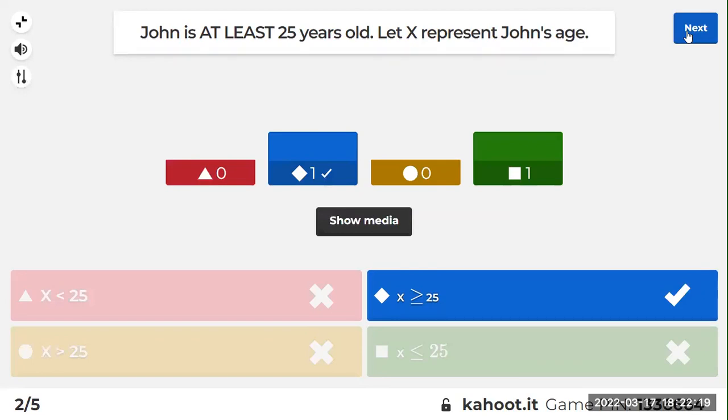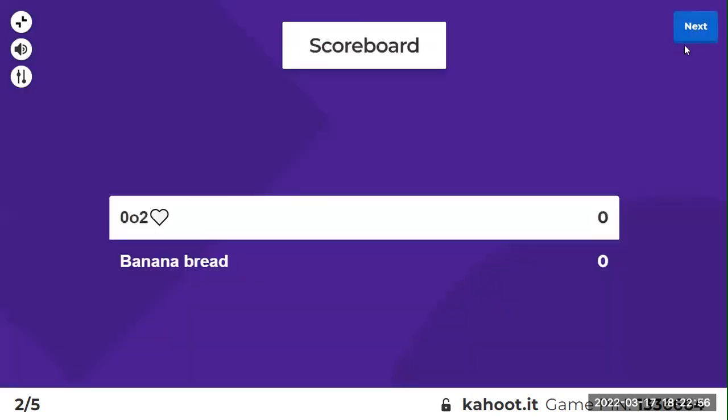Right, so the correct response would be the answer in blue. At least means the smallest value John can have in age would be 25 years. So we have X is more than or equal to 25 years. It means at least is the smallest value you begin with. So the smallest value you begin with is 25. This is why you have to include the equality in the symbol, right? So it would not be just less than or more than, right? Now I'll briefly explain this again because it seems to be a little bit confusing at times.